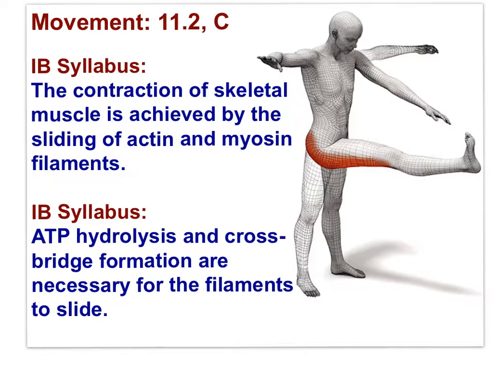Here are the first two IB syllabus statements of this movie. The contraction of skeletal muscle is achieved by the sliding of actin and myosin filaments. ATP hydrolysis and cross-bridge formation are necessary for the filaments to slide. You've seen both of these statements in Part 4, Movement B, but they provide a good foundation as we step into the biochemical regulation of contraction.